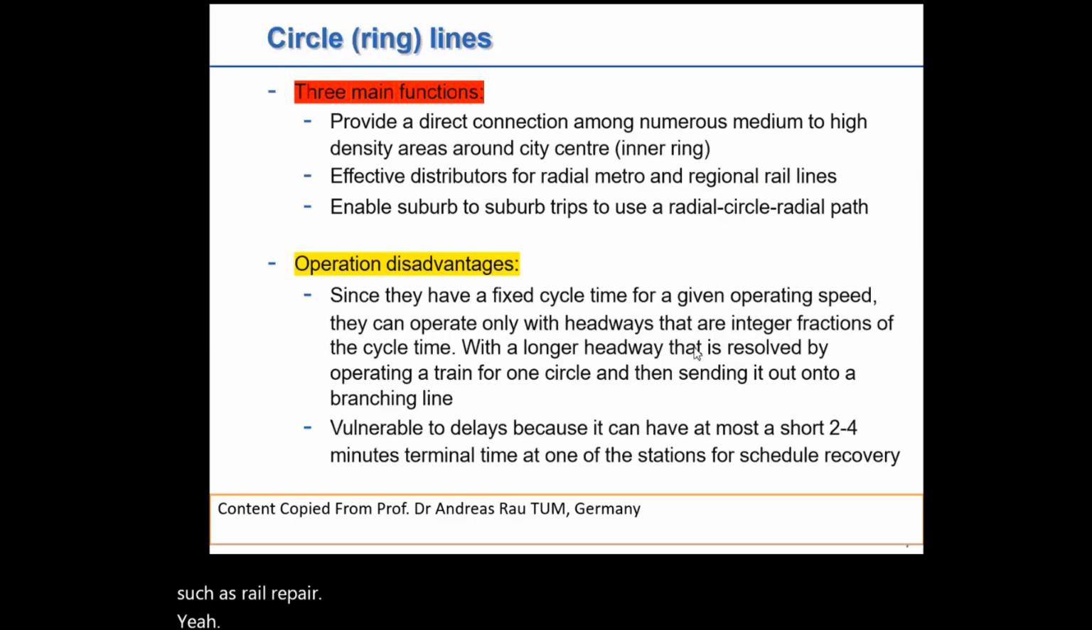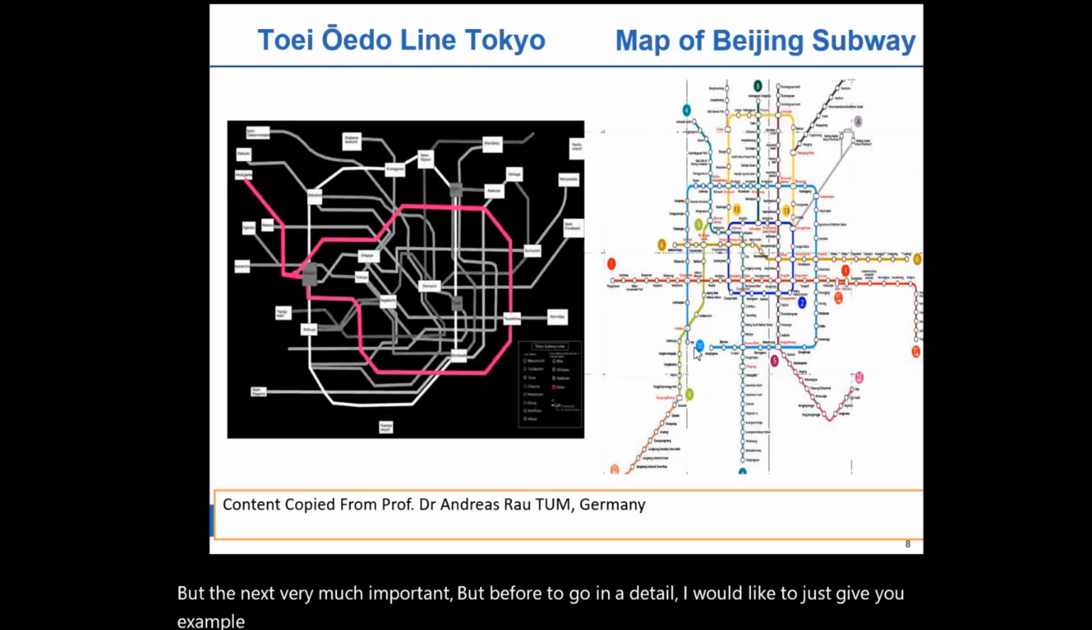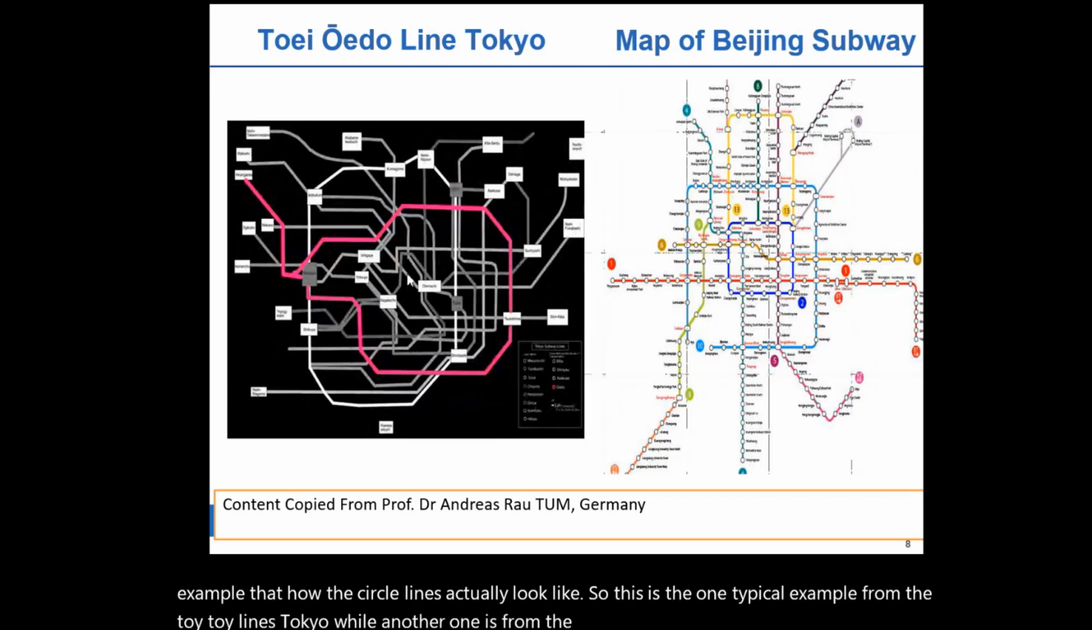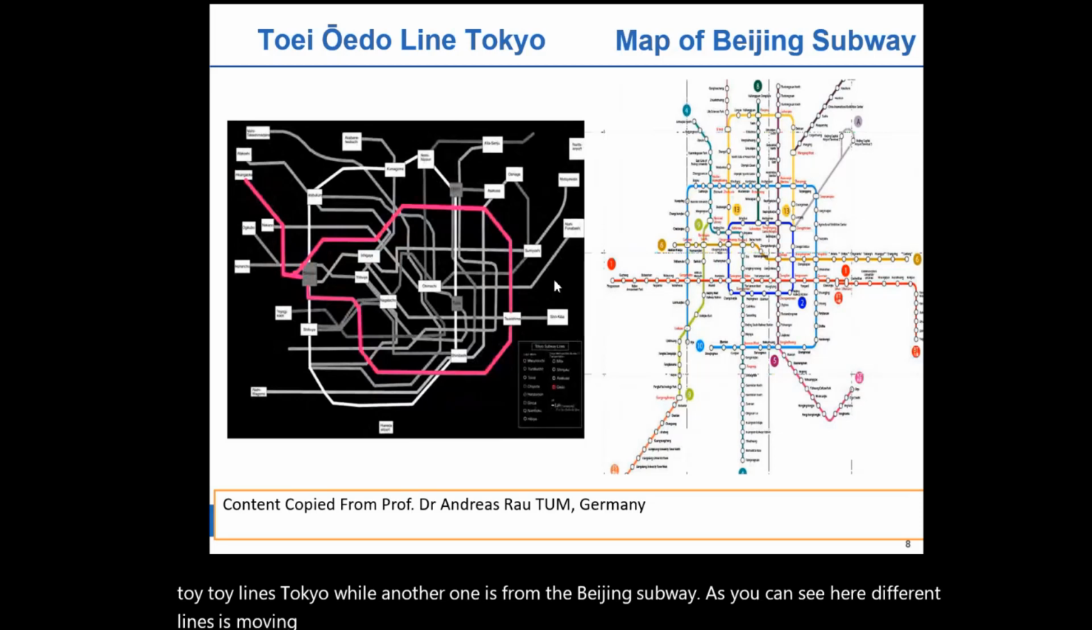The next very important point, but before going into detail, I would like to give you an example of how the circle lines actually look. This is one typical example from the Toei lines in Tokyo, while another one is from the Beijing subway. As you can see here, different lines are moving and already cover the whole city, and all those lines are connected through the circle lines.